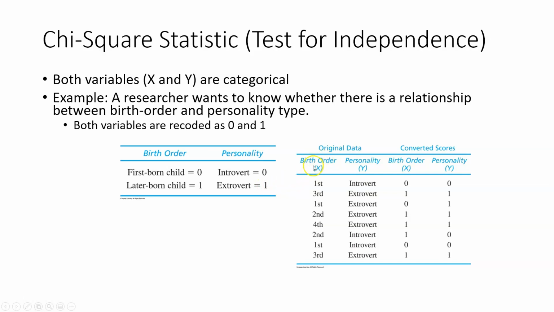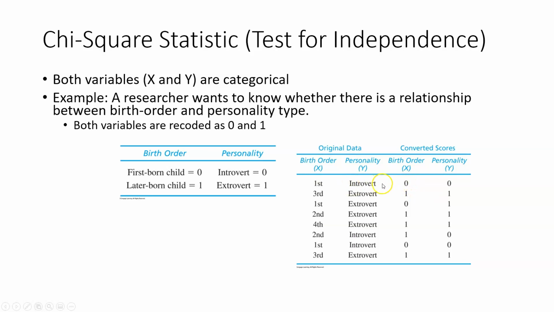And if we had a bunch of people who are listed out in this table, you could give them 0s and 1s for those two variables. If somebody's birth order were firstborn, then you would give them, firstborn child is 0, then you would give them a 0 here.